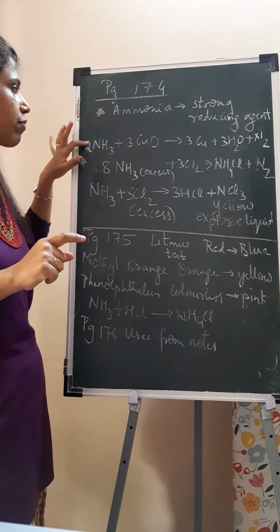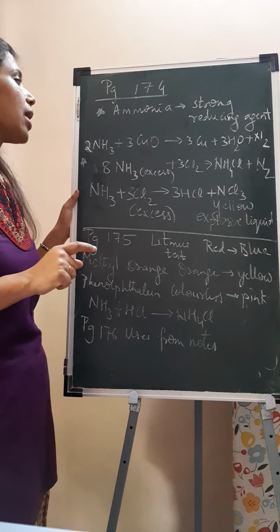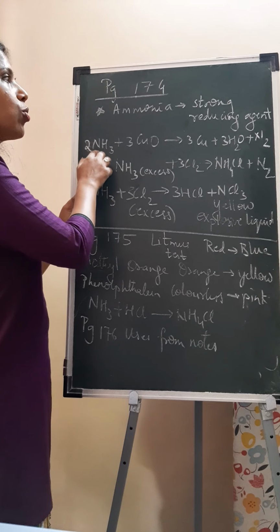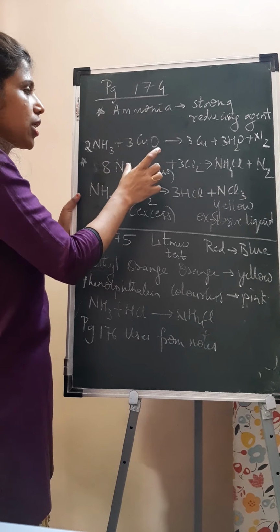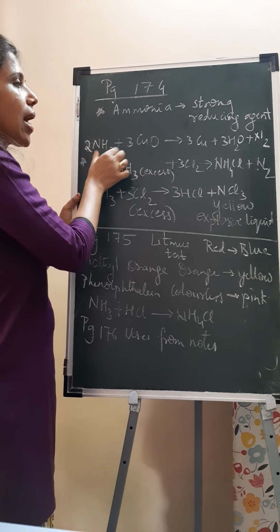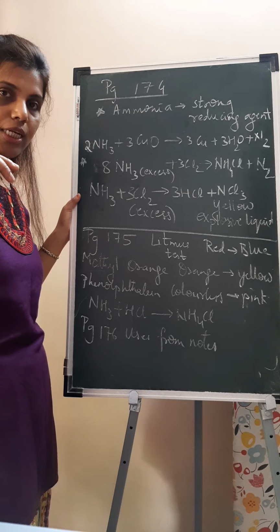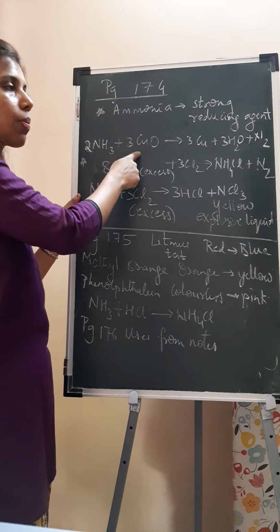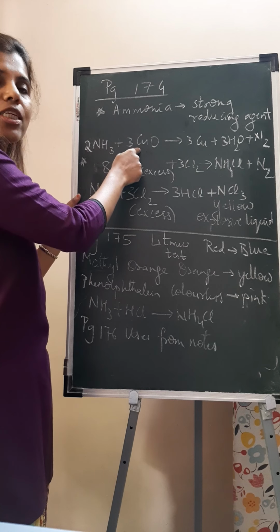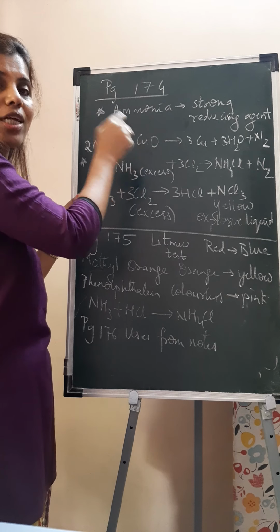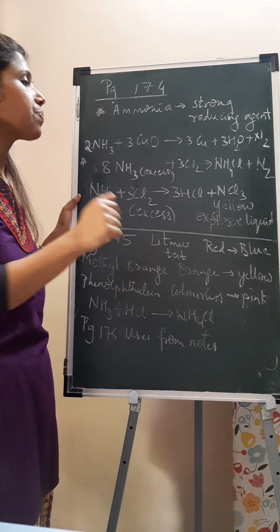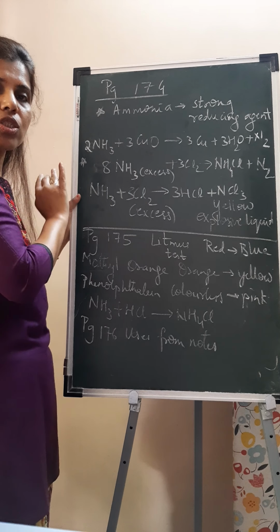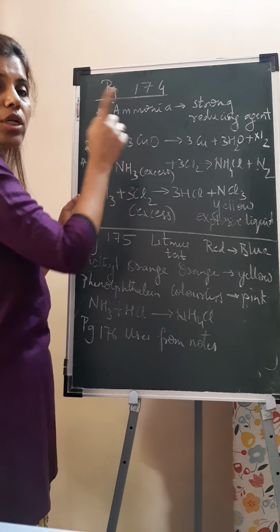Under that property you have to learn these three reactions. As it is told that ammonia is a strong reducing agent, what happens when it reacts with copper oxide? Under metal oxide there are two metal oxides given, but you don't have to learn about lead oxide. You only have to learn about copper oxide. As it is a reducing agent, it will reduce this copper oxide. Reduction means removal of oxygen. That means it will remove this oxygen and what will be left is only copper.